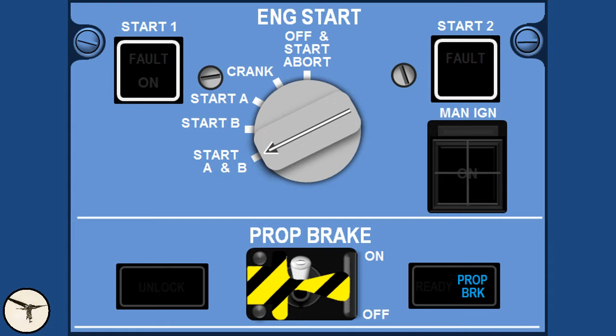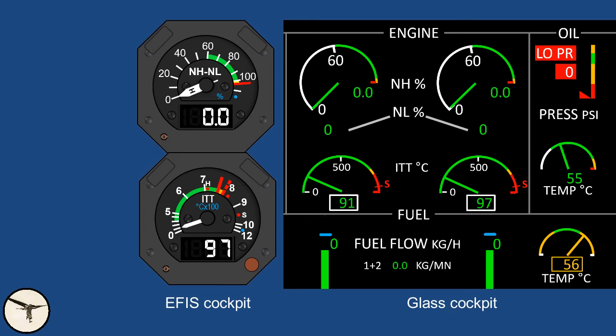Get the clear signal from the marshaller. If the marshaller doesn't have a headset, you use this hand signal. Engine 2, brake. Select start A and B, start A or start B. Press the start 3 push button and observe the on light inside the push button. On variants with glass cockpit, there will also be a green start label on the MFD.